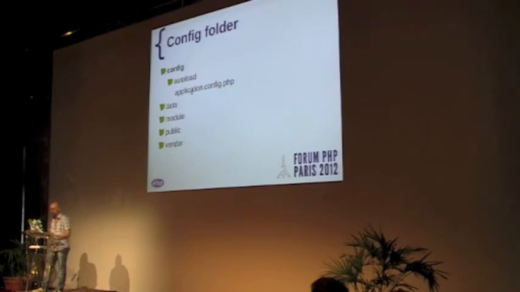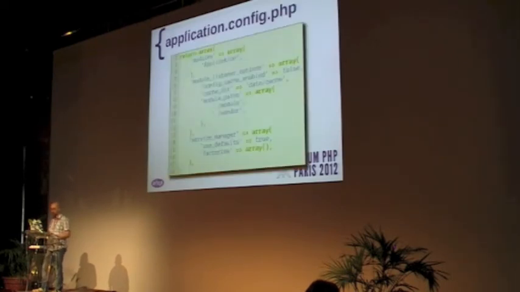In the config folder, we have an autoload folder, where we put basically all the autoloading components. And we have a file called application.config.php, which is the main configuration file of your application. Here we have an example of application.config.php.